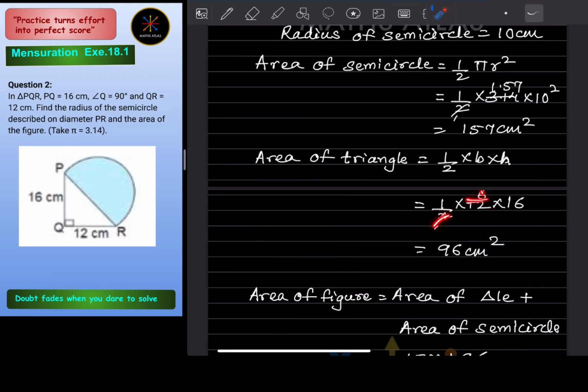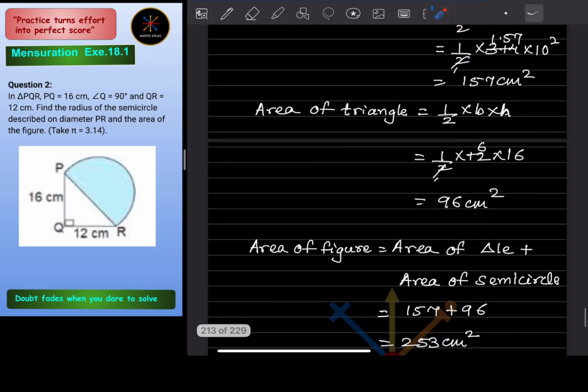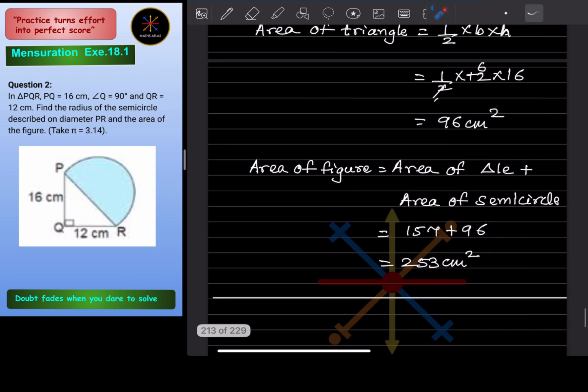So after simplifying, we get this as 96 centimeter square. Now we want the area of the figure, which means we are going to add these two parts. So area of figure is area of triangle plus area of semicircle. The area of triangle we got as... sorry, here we can just write it, because the answer is going to be the same.